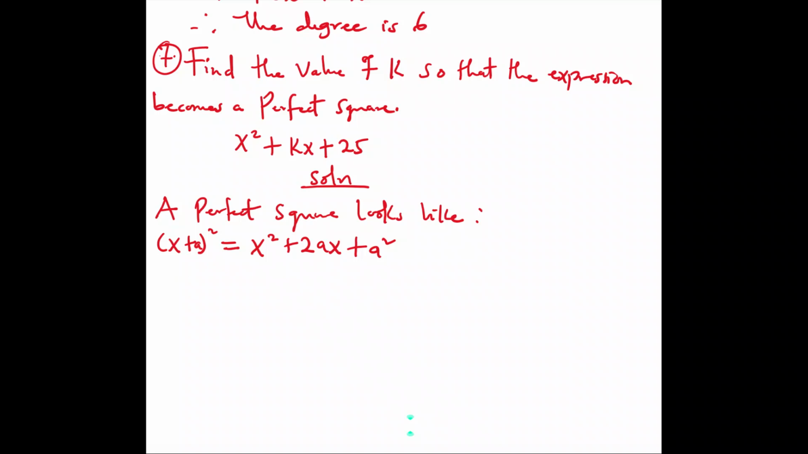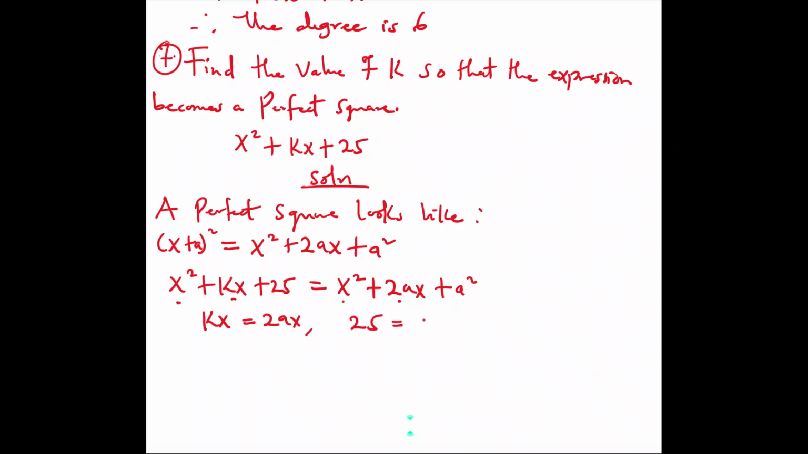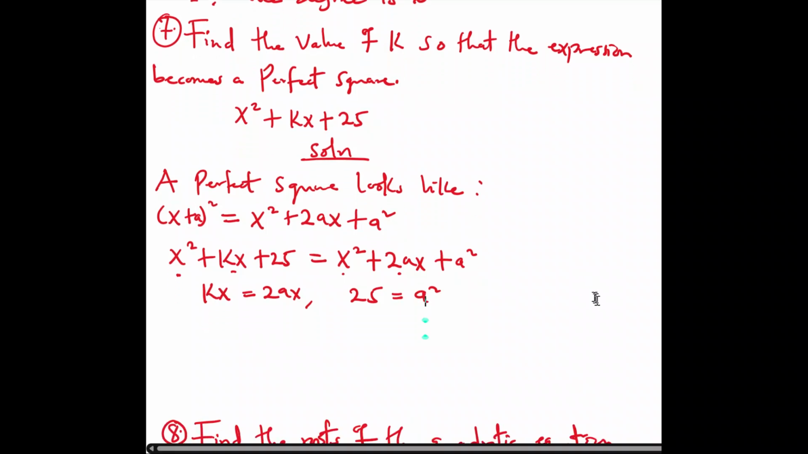And you know, if we write this side by side, x squared plus kx plus 25 is equals to x squared plus 2ax plus a squared. So in this case, x squared is x squared, kx is equals to 2ax. This is the relationship between these two. And then we say 25 is related to a squared. Okay, that's the third term in each quadratic expression.